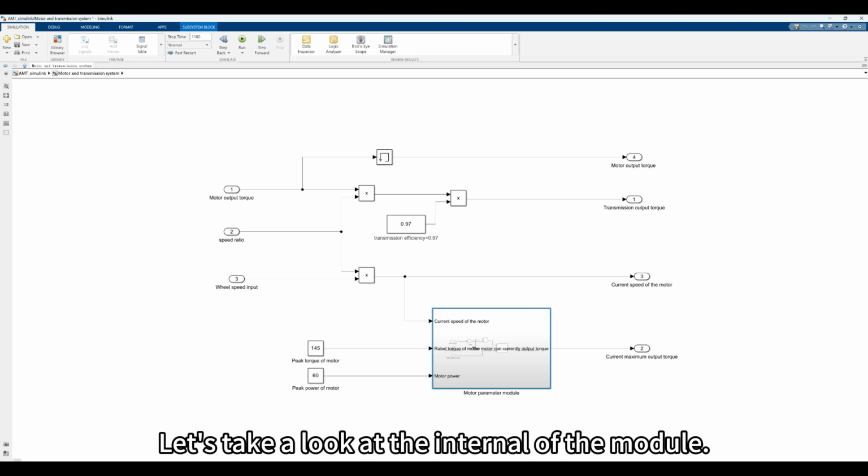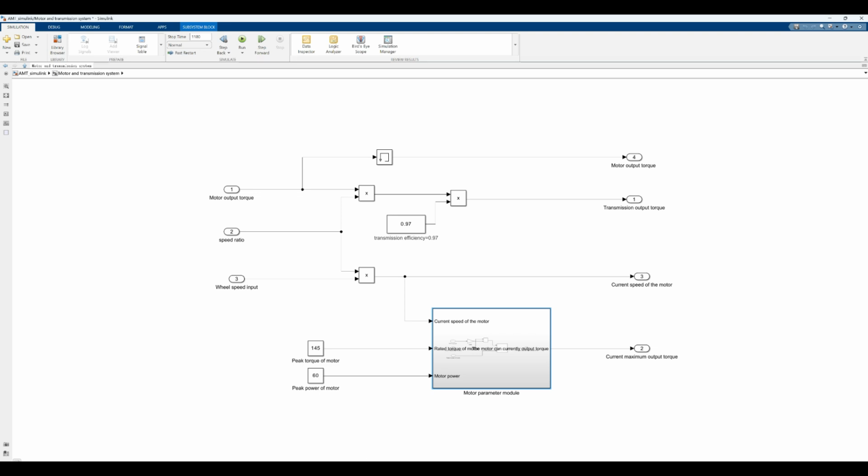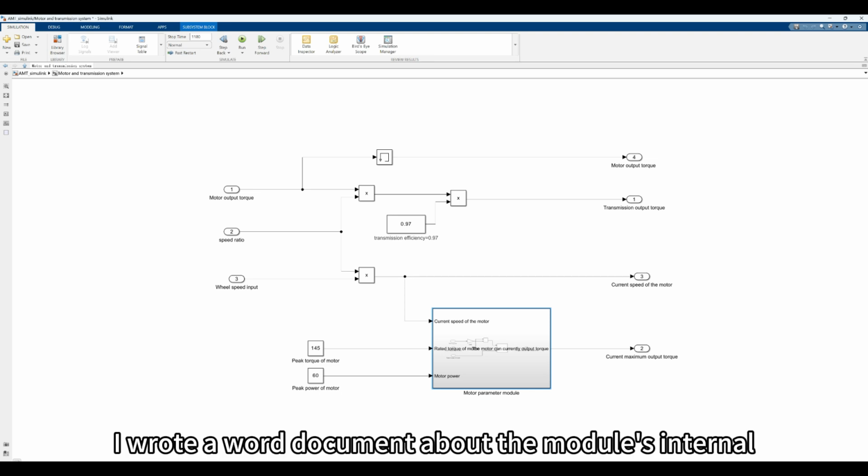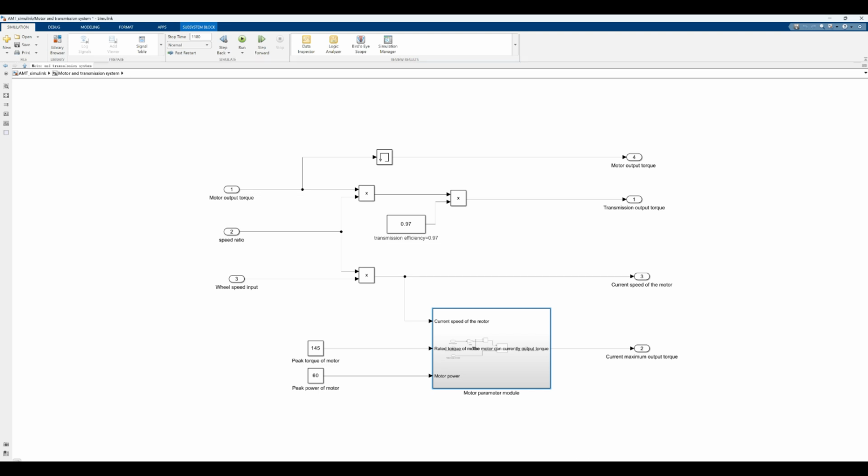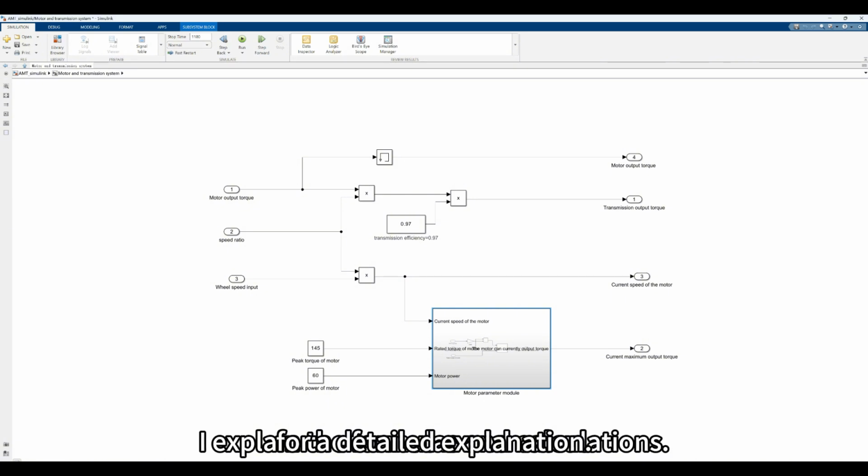Let's take a look at the internals of the module. I wrote a Word document about the module's internals, for a detailed explanation, where I explain the formulas and calculations.